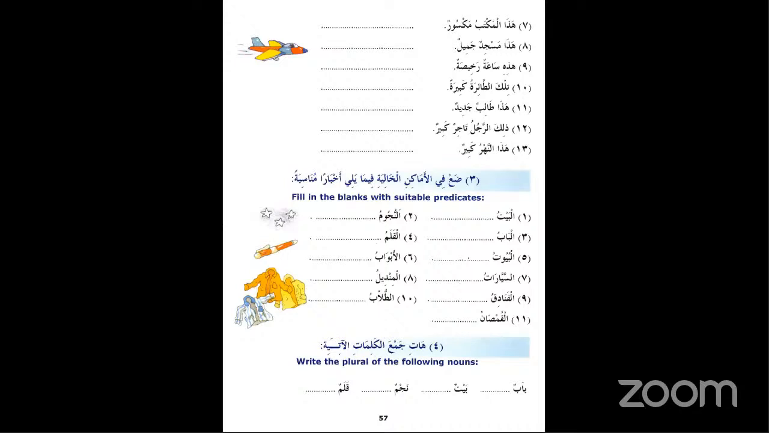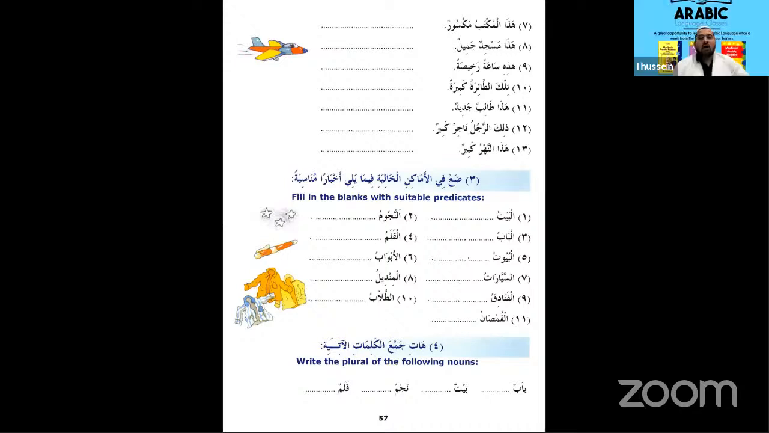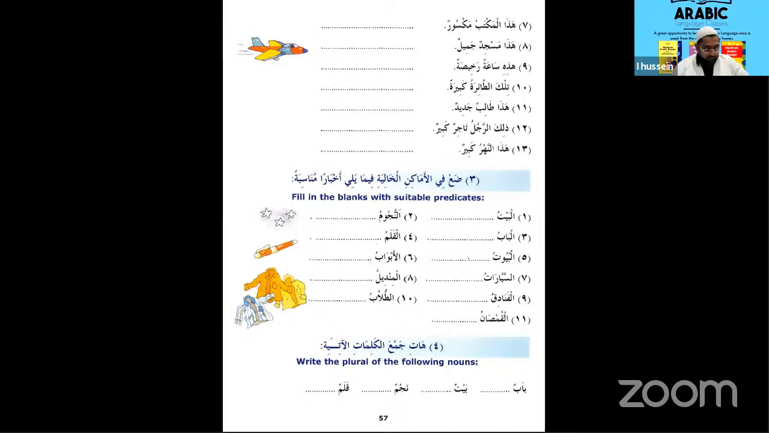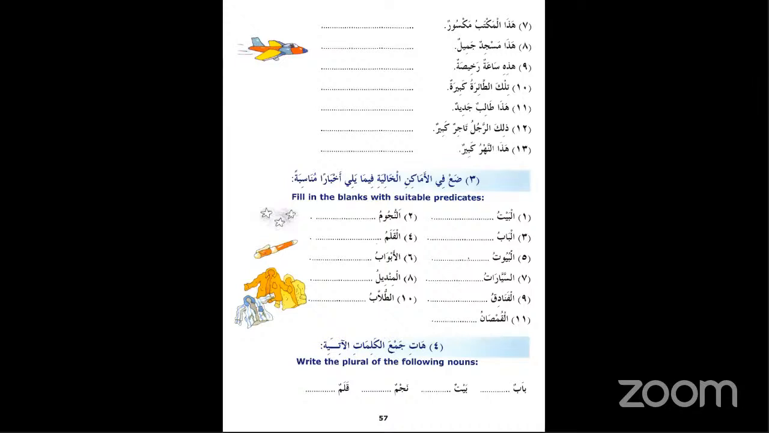Yeah, in sentence 9, hadhihi sa'atun rakhisatun. So what is the plural of sa'atun? It is sa'atun only. No, hadhihi sa'atun. And rakhisatun, we will write the ta marbuta, the singular one. Singular one. Okay.